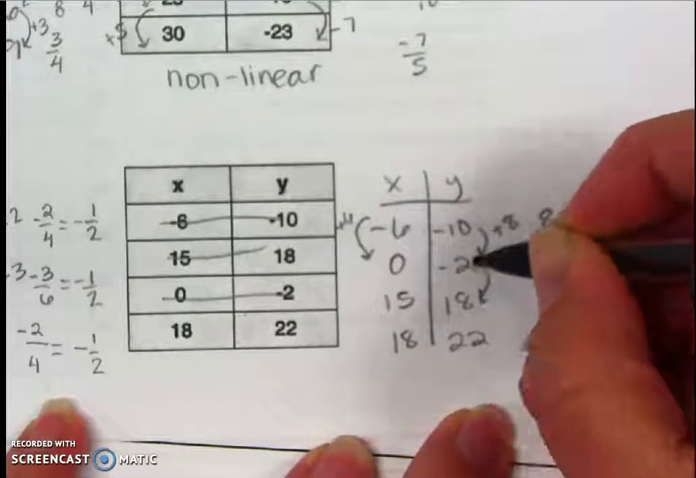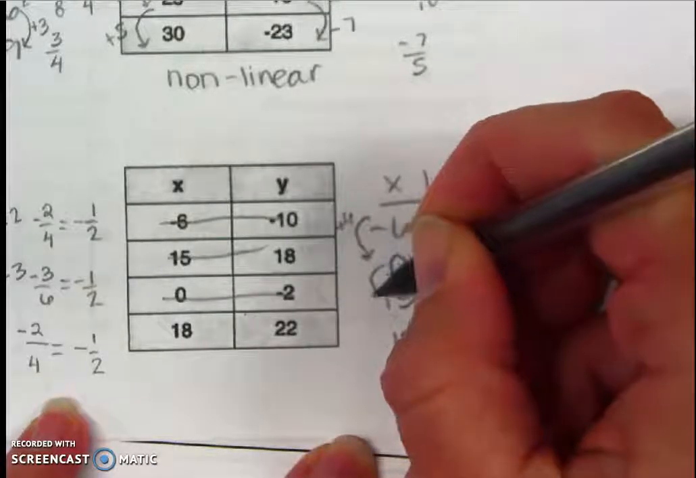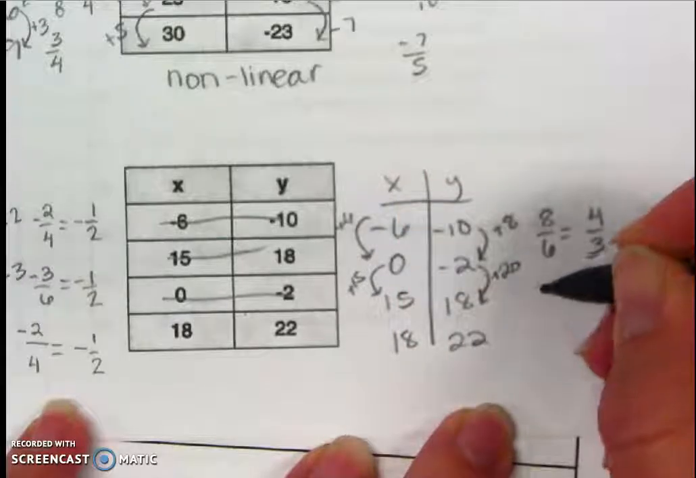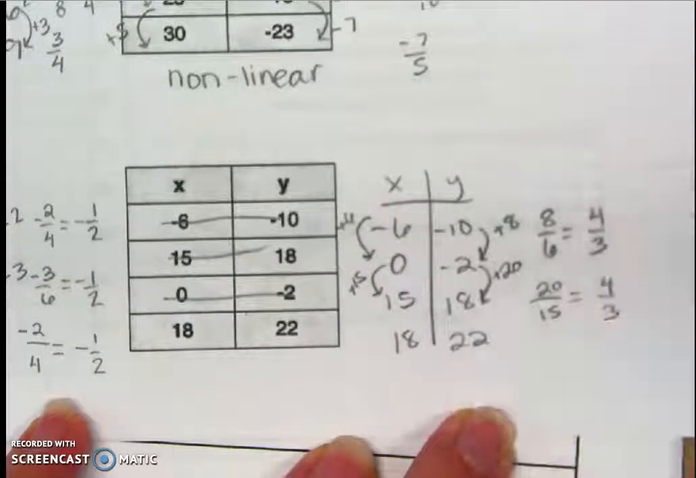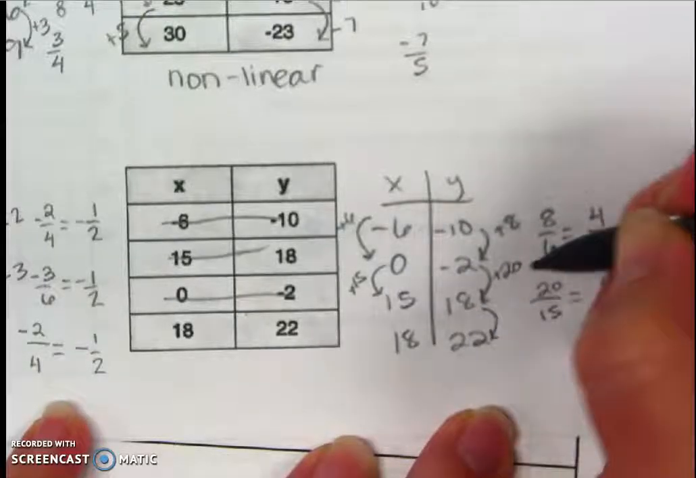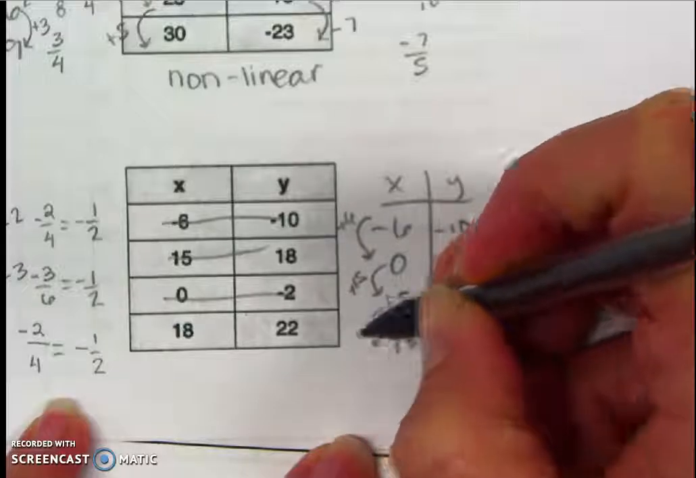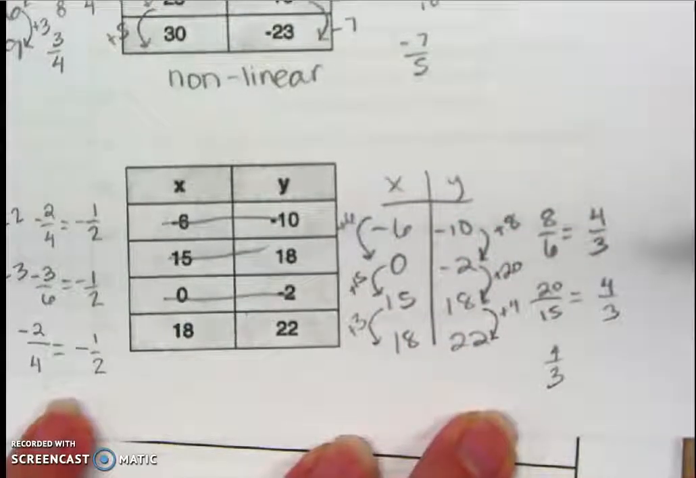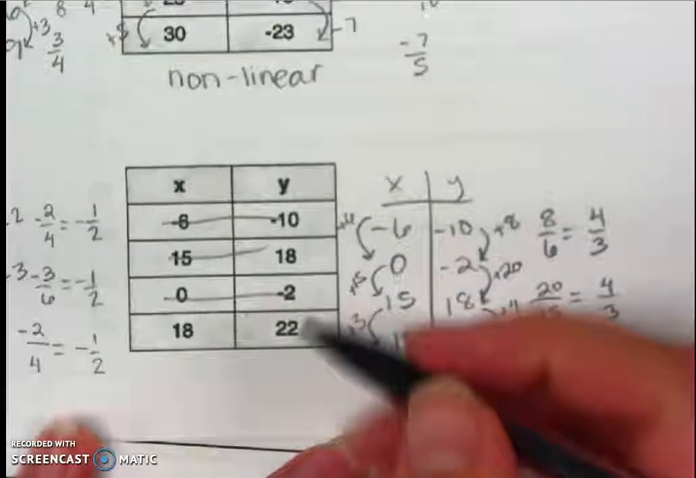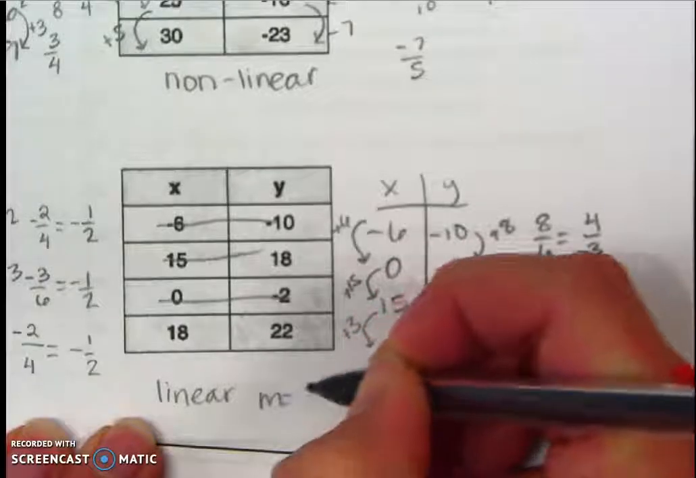Let's try the next one. From -2 to 18, they added 20. From 0 to 15, they added 15. That would be 20 over 15, which reduces again to 4 over 3. Let's try the last one. From 18 to 22, they added 4. From 15 to 18, they added 3. So that one would already be 4 over 3. And since we got 4 over 3 every time, that means this is linear. And the slope is 4 over 3.